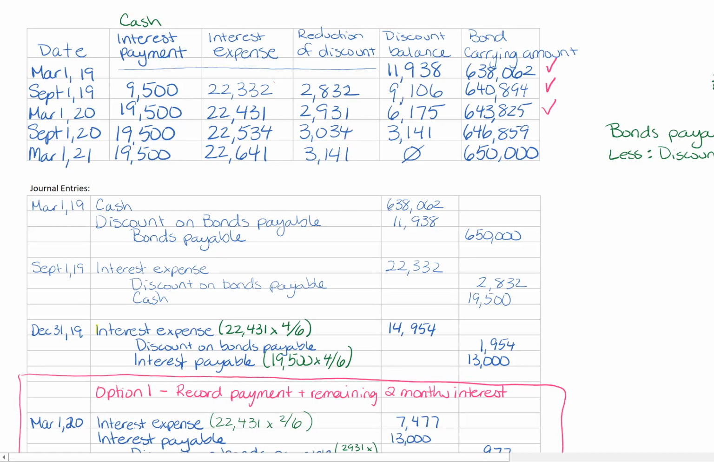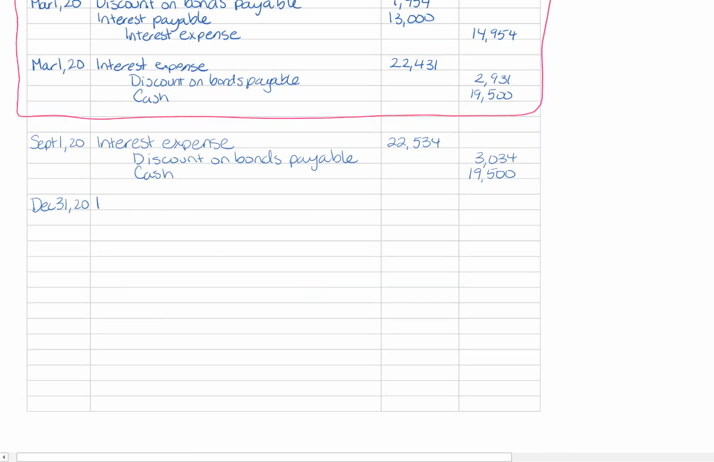Now, the next entry we're going to have to do again is a year-end accrual because that silly December 31st is getting in our way. So we have to update our interest expense and update our interest payable so we can create our financial statement. So we're going to do the same process we did at December 31st, 2019.